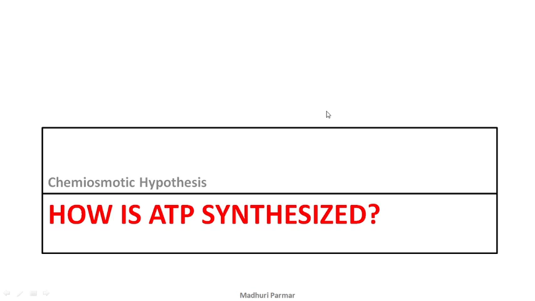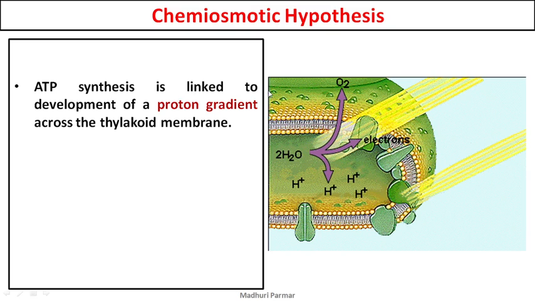Fine. Now we saw everything which was simple. Now let us talk about how the ATP is actually synthesized. At what point or at what phase will it be synthesized properly? So this can be explained by chemiosmotic hypothesis. Clear? If you have understood the phosphorylation properly, then only you will be able to easily understand this process. Right. So ATP synthesis is linked to development of proton gradient.